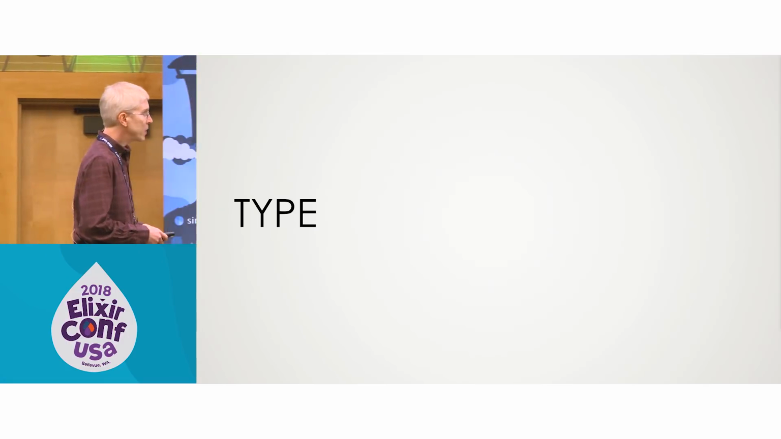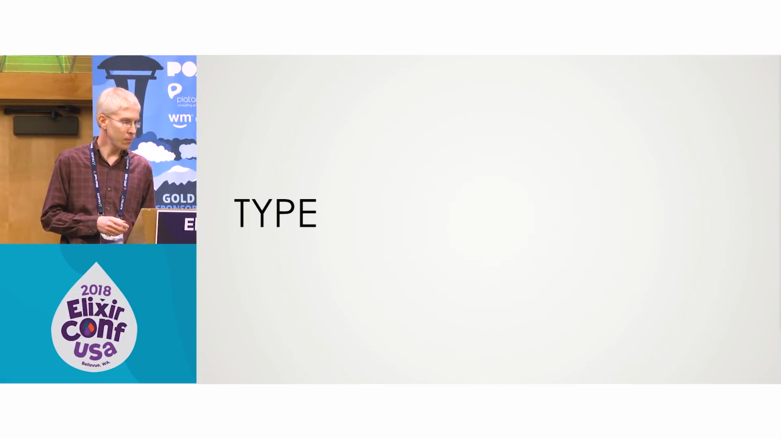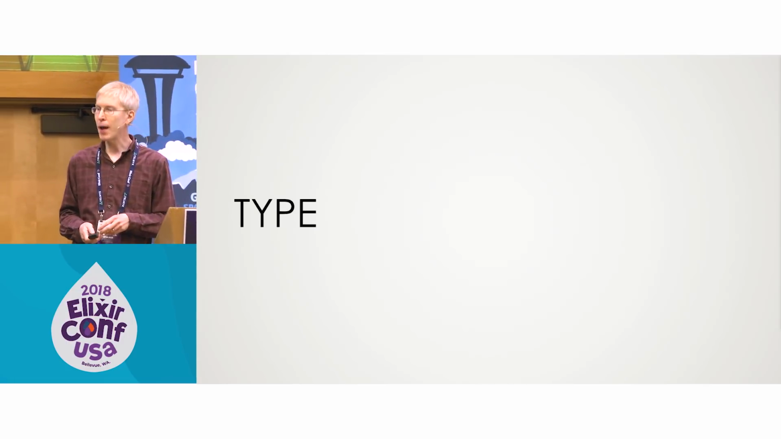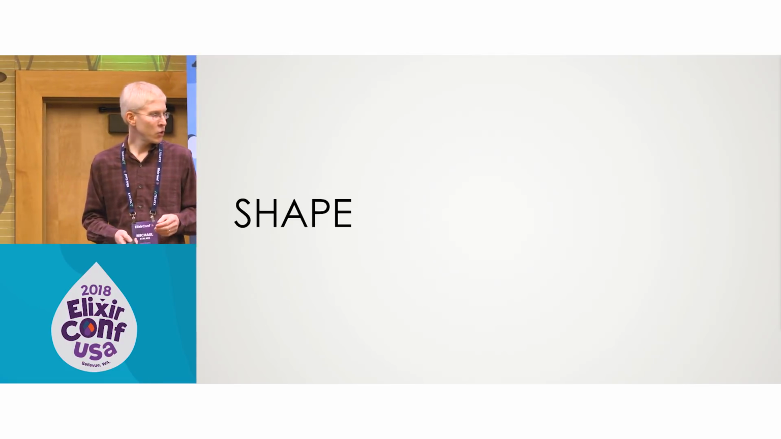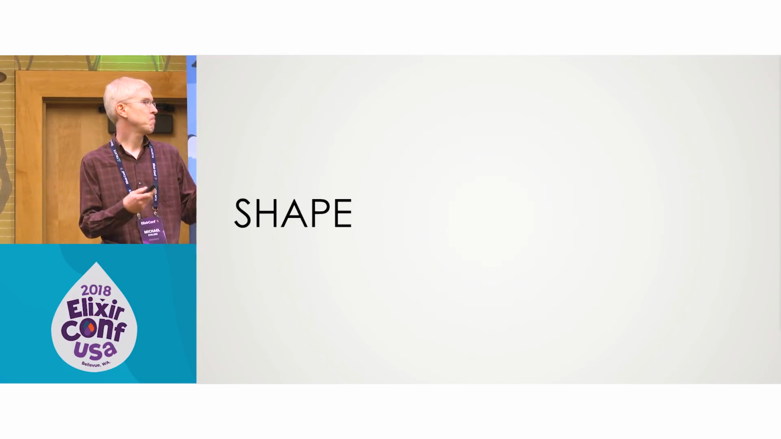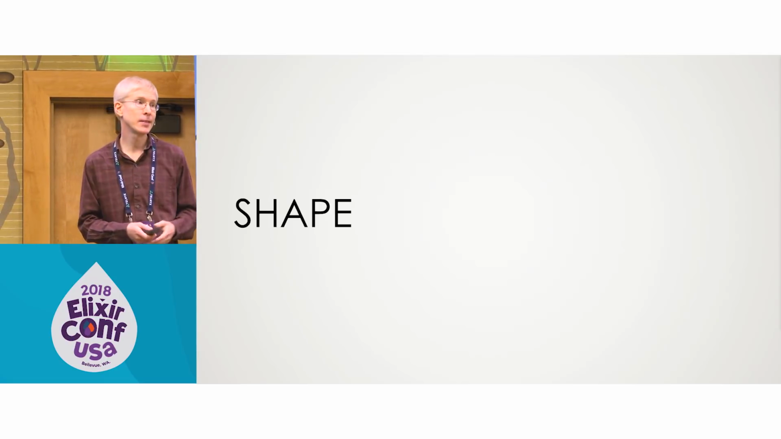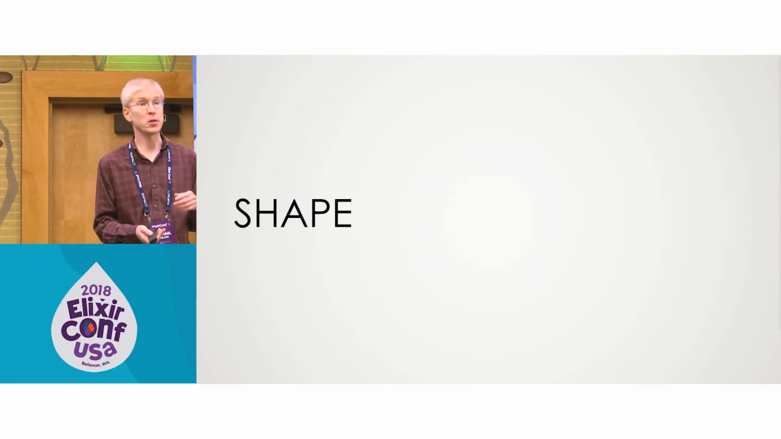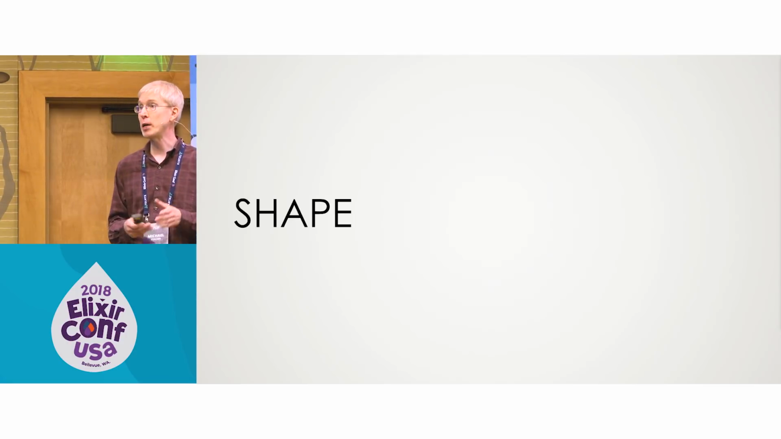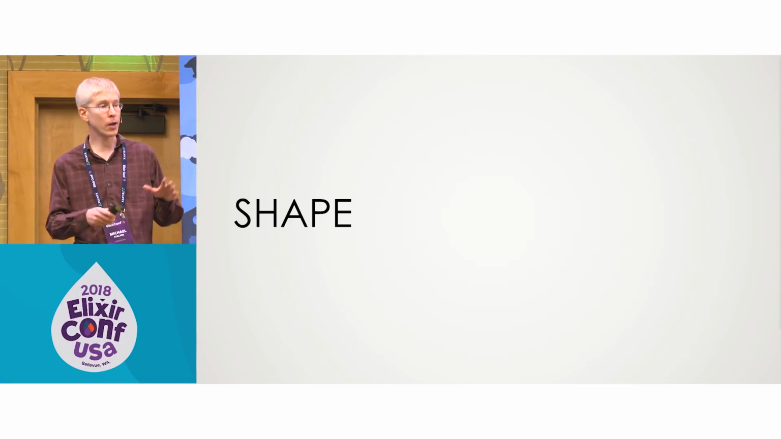Now, we'll take each of these in part. Type could be strings, maps, lists, tuples. Shape could be you've got a map, you've got a list, you've got a list of maps, you've got a list of maps whose values are tuples that happen to have strings as the second element, right? So we're talking about your data shape.